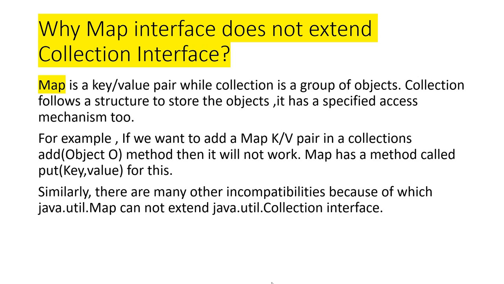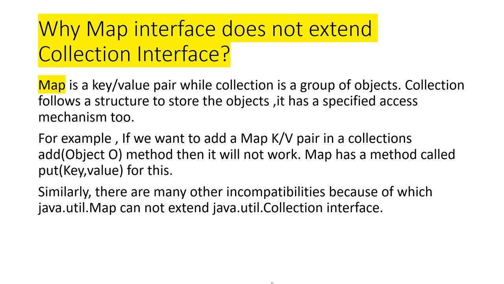Why does the map interface not extend the collection interface? Yes, that's what we have seen in the hierarchy, that map interface is not extending the collection interface. But why? See, map stores objects in the form of key value pairs, while collection stores objects in the form of a single object, right? So they have incompatibility issues, due to which map cannot extend the collection interface.